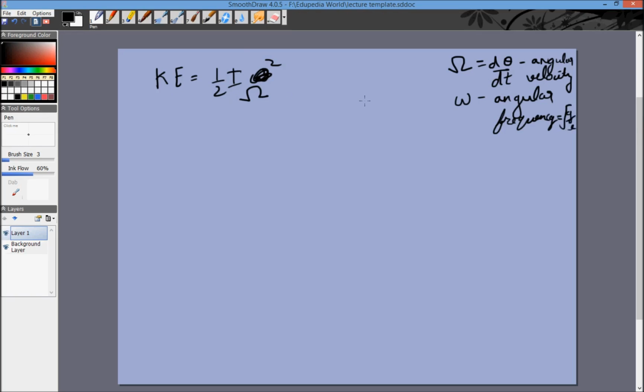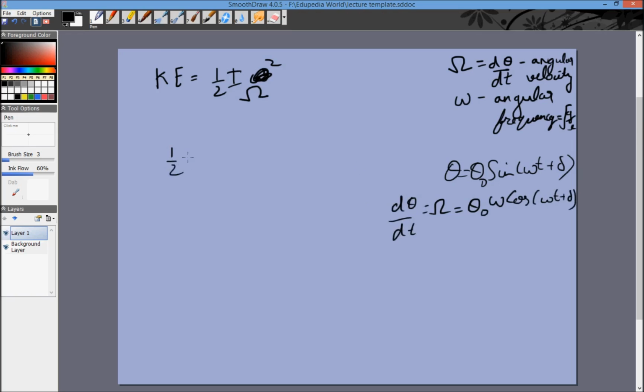I'm just saying that because usually when we write half I omega square, we use this particular symbol. So omega will be d theta by dt. If theta is theta naught sine omega t plus delta, then omega will be theta naught omega cos of omega t plus delta. It will be d theta by dt. Right? So this gives me half I omega square theta naught square cos square omega t plus delta. This is the kinetic energy.